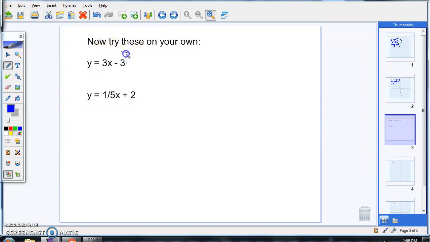Y equals, that's supposed to circle, it's not circling, it doesn't like it. Y equals 3x minus 3, and challenge problem, y equals 1/5 x plus 2. All right, there we go.